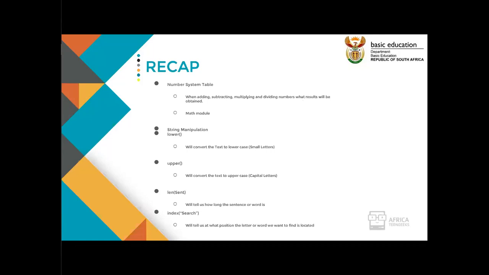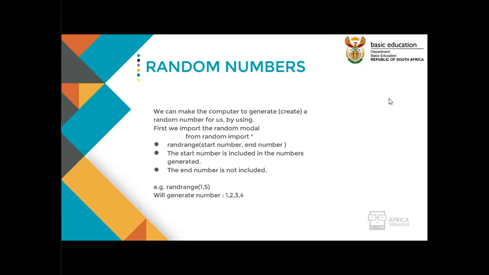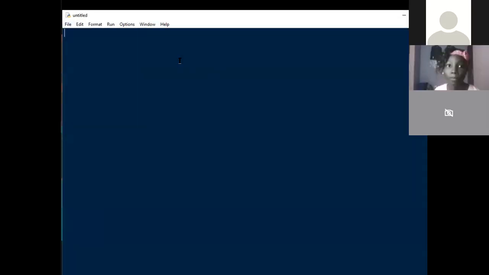Right, before we move on any further, I quickly want to show you one more function. The function I want to show you is the random function. The random function allows us to create random numbers without inputting anything. We can make the computer generate as many random numbers as we want. Before we can start using the random function, we first have to make sure that we have imported it. Just like the math module, we have to import the random function when we use it.